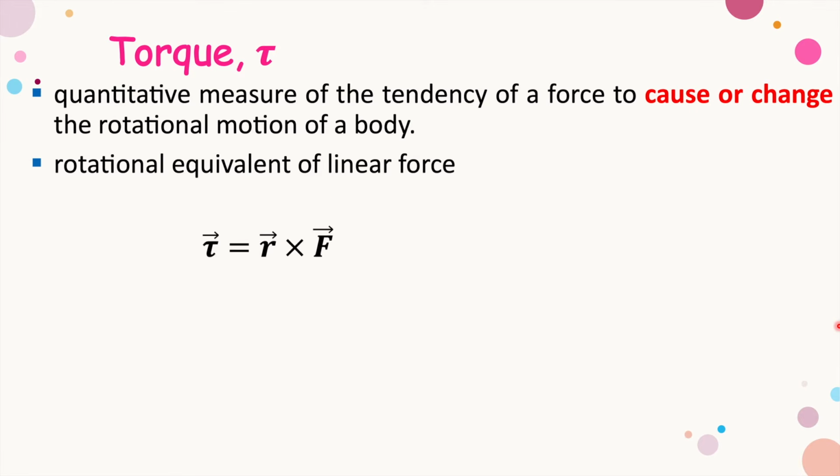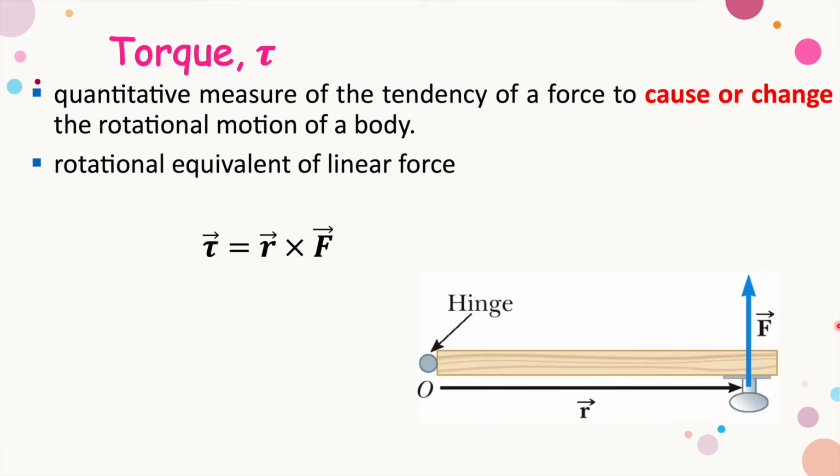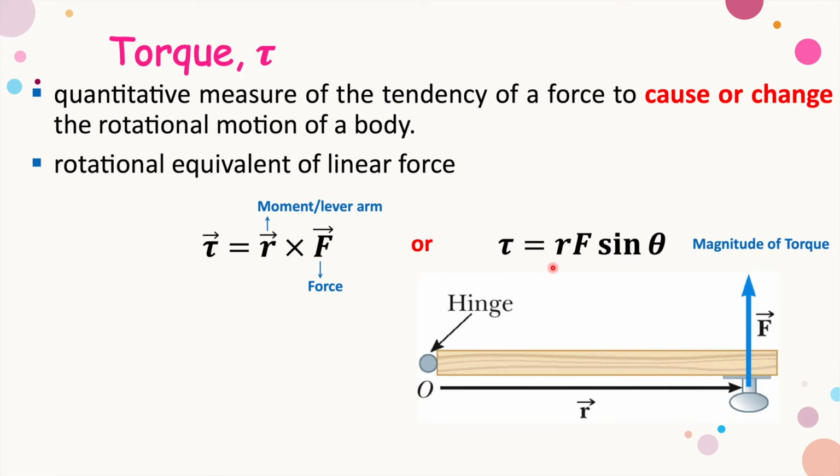Torque is a cross product between r and F, where r stands for the moment arm, which is measured from the pivot to the point where the force is applied, and F stands for force. The magnitude form for this one is rF sine theta. Again, magnitude of r, magnitude of F, and theta is the angle between your moment arm and force. And the SI unit is the newton meter. Torque is not an energy, so we cannot equate this newton meter to joule.